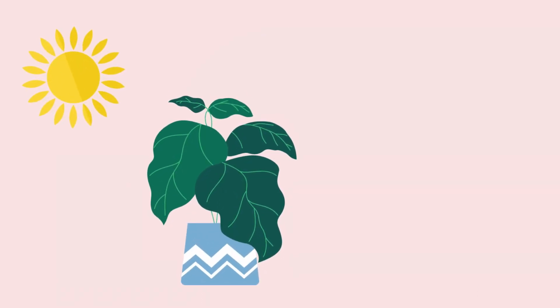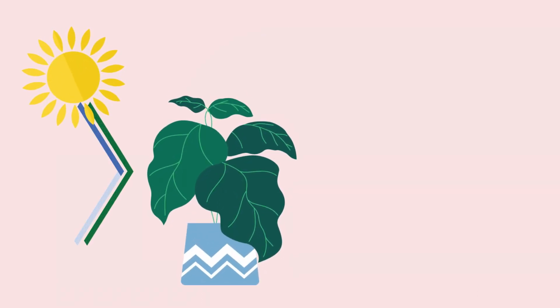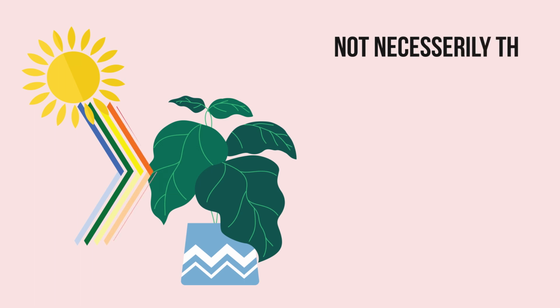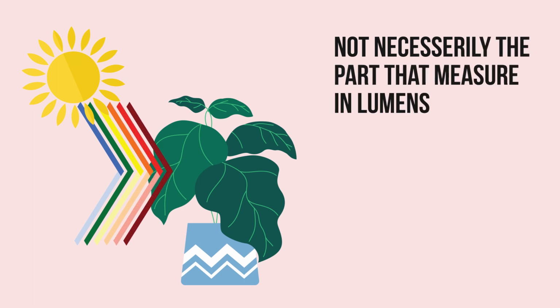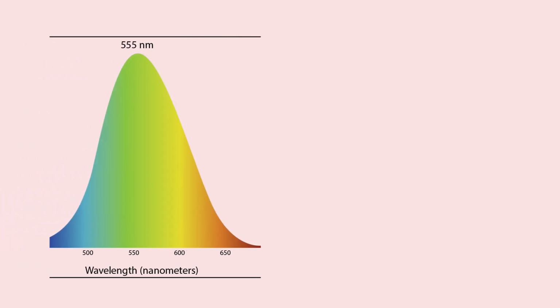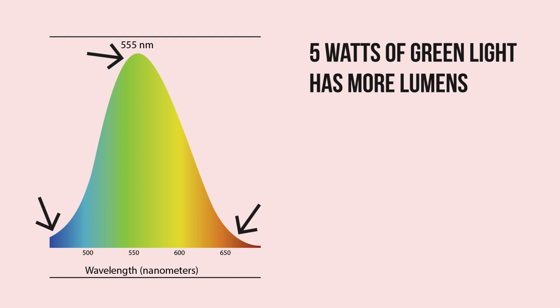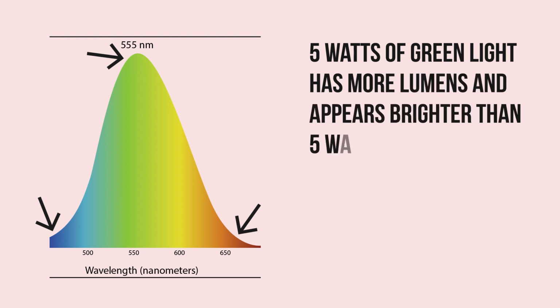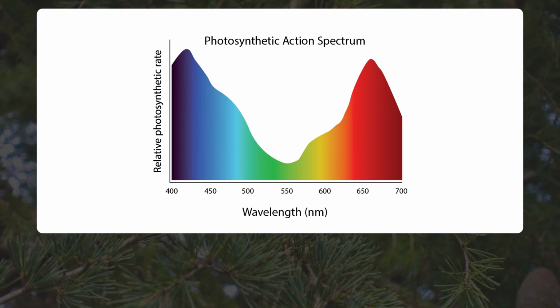Plants, however, use light from a different part of the spectrum, not necessarily the part that is measured in lumens. Let's take a look at the light spectrum with a curve showing what humans see. The human eye is more sensitive to green and yellow than to blue and red. 5 watts of green light has more lumens and appears brighter than 5 watts of red light. Let's look at what plants see.